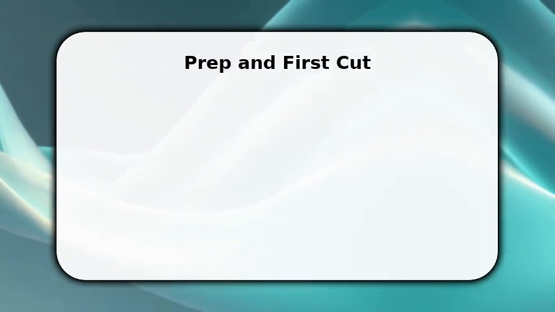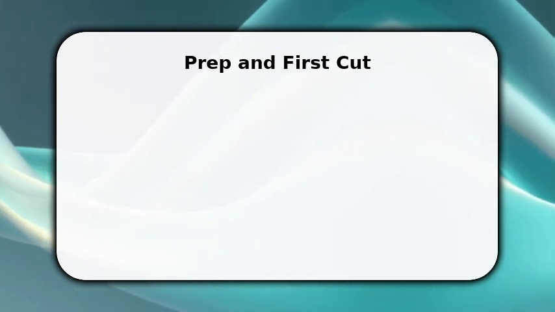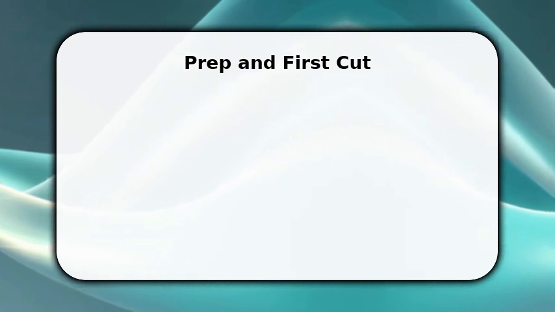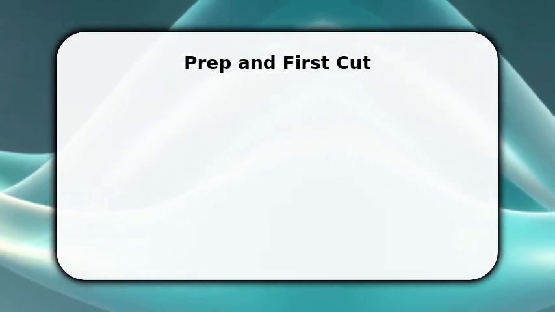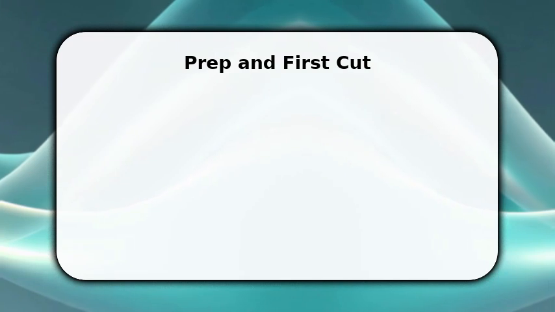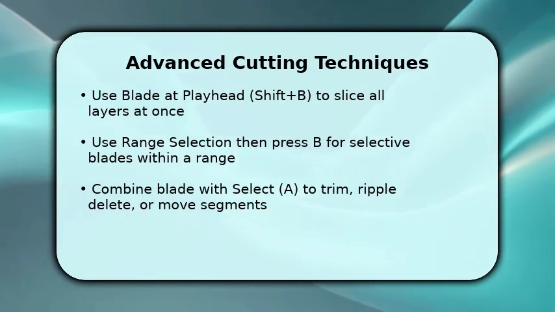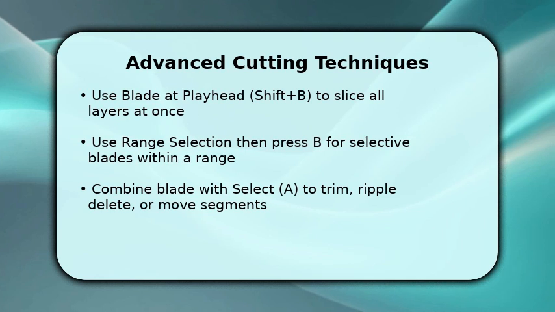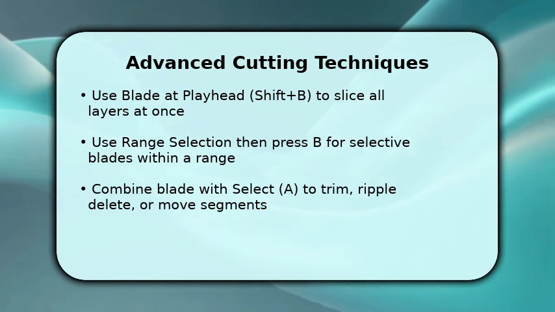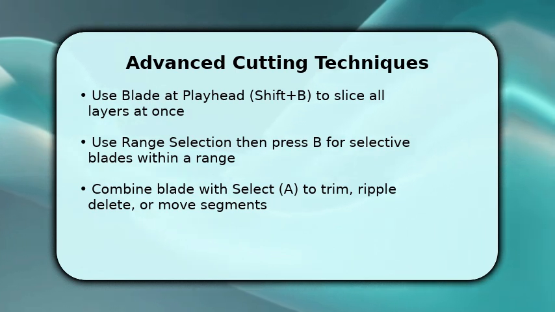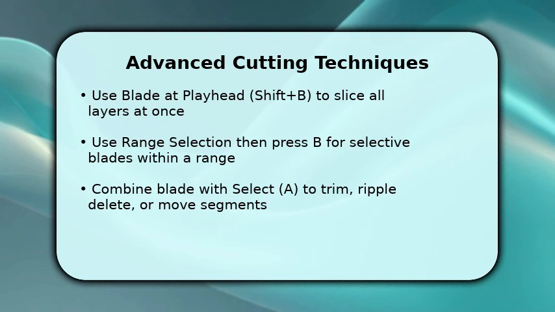Make sure to zoom in for frame accuracy and toggle snapping if you want cuts to lock to edit points. This reduces small timing errors. Next, refine complex edits by using blade at playhead to cut all stacked clips simultaneously, which is faster when syncing multicam or layered audio. If you need precision, create a range selection and then invoke blade to cut only that area. This prevents accidental edits outside your focus.